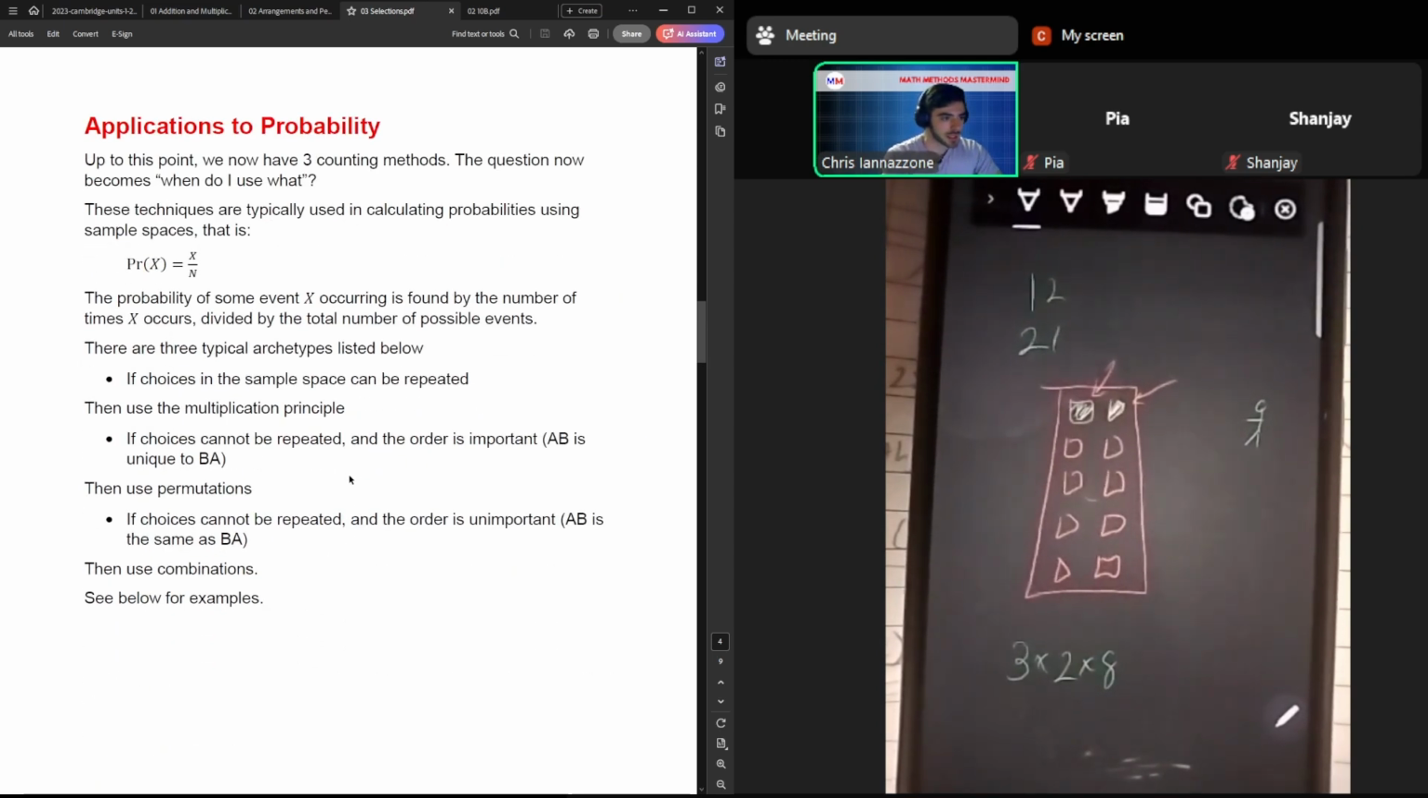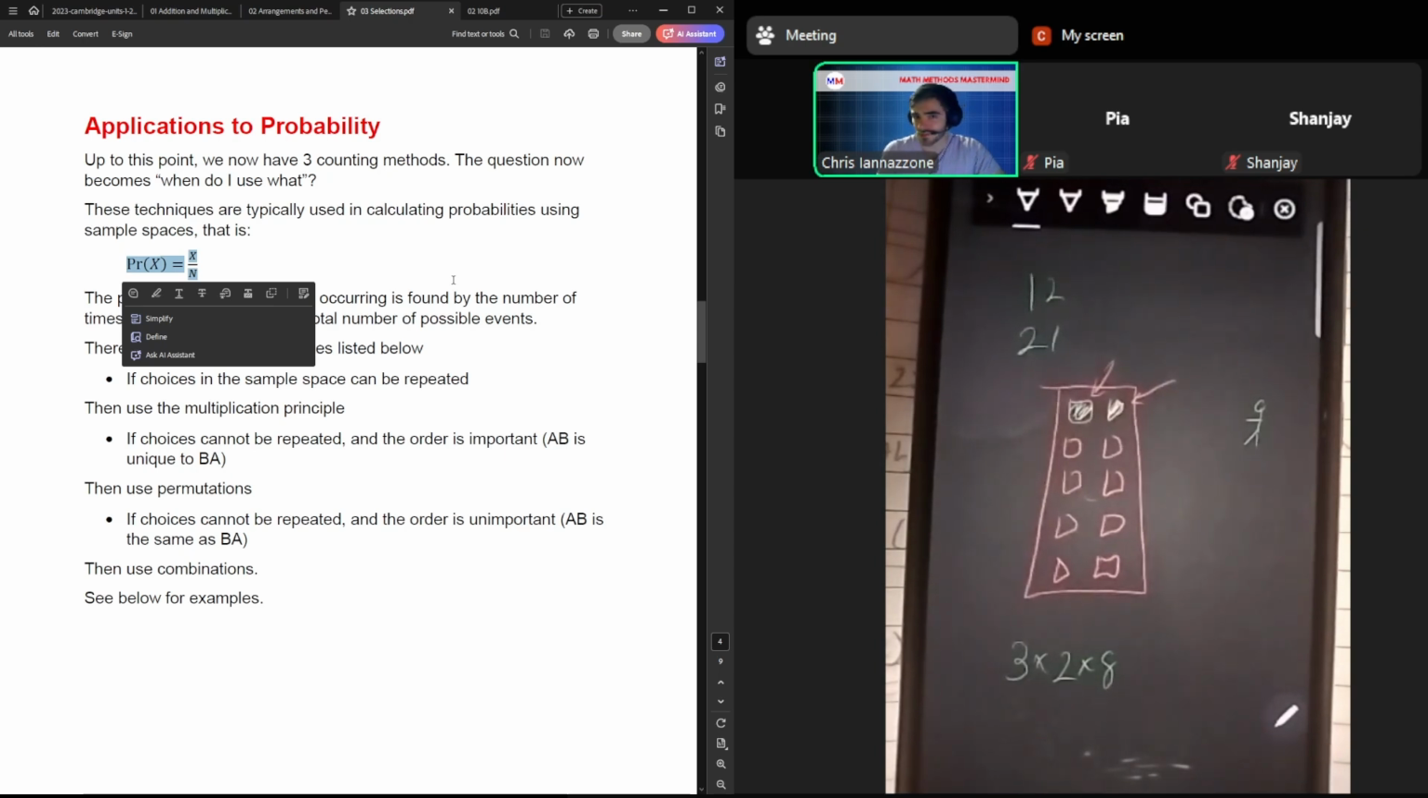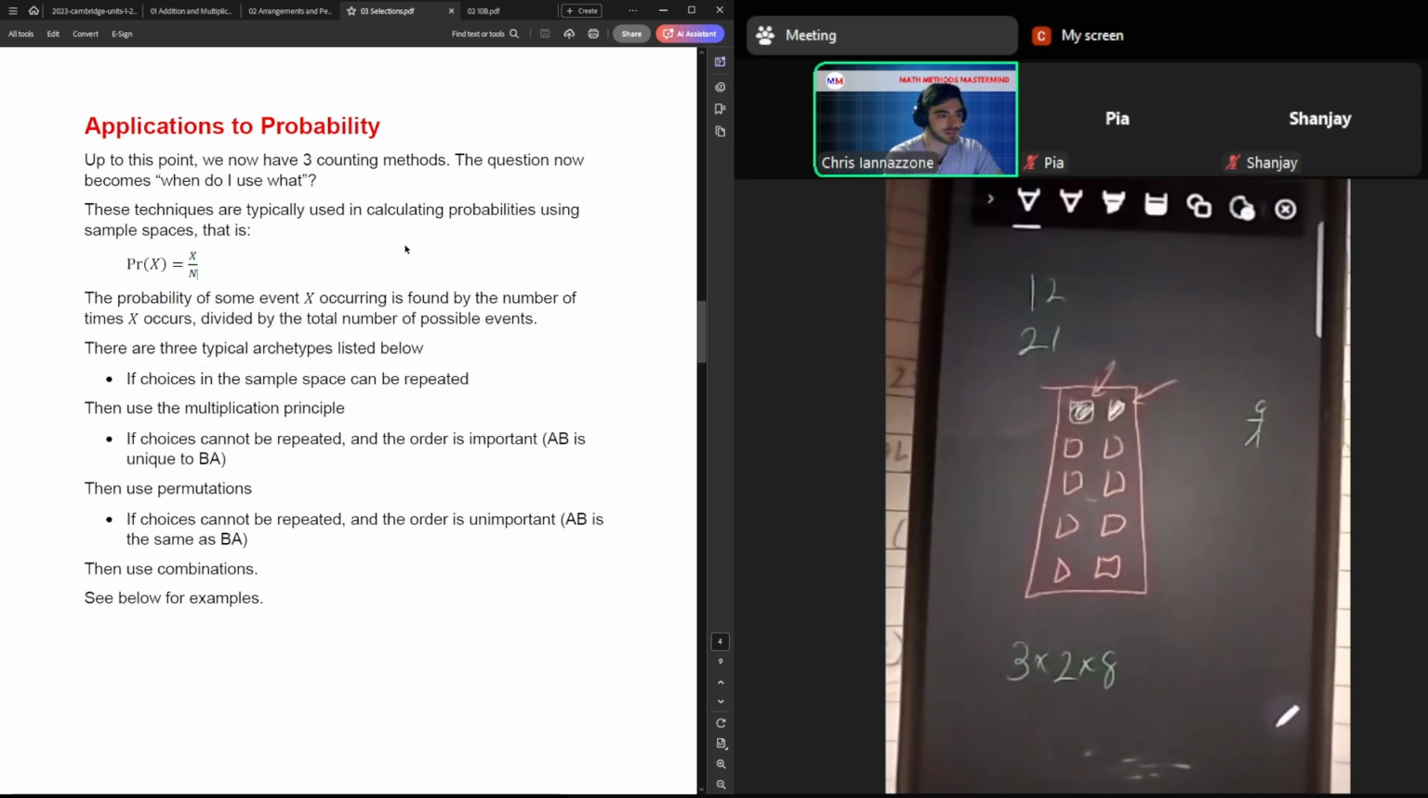Okay, so how do we actually apply this to probability? How do I get my head on straight? There are 3 typical types of questions that come up. In all cases, you're using counting methods to calculate your capital N and your capital X. That's really all it's being used to do. I say that's all, that is the entire question, but that's the fundamental purpose of our counting methods. So, 3 typical outcomes of questions, rather.